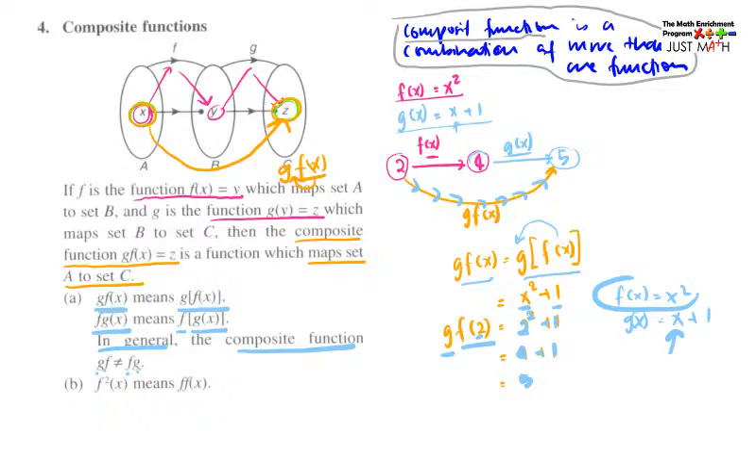And then f squared of x also means ff(x). So f squared of x, you can write it as f of f(x). That means f(x) you put into f again. These are the things that you need to know about the composite function.